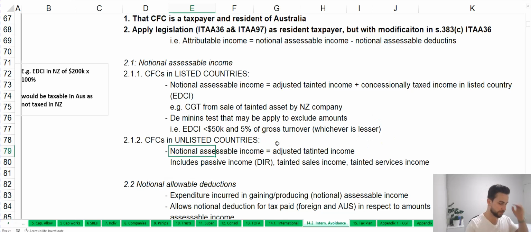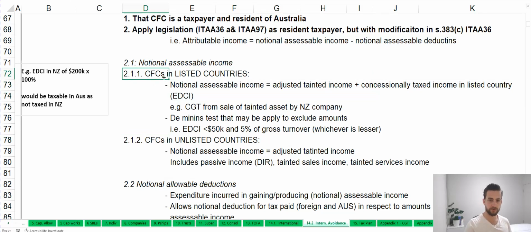So for example, if we choose a random country like Pakistan, it's obviously going to be unlisted because it's not one of those, 1, 2, 3, 4, 5, 6, 7 countries, the good countries, similar taxation system countries that are listed countries. If it's not, then it's unlisted. Fairly straightforward. If you're not sure, most likely it's going to be unlisted.